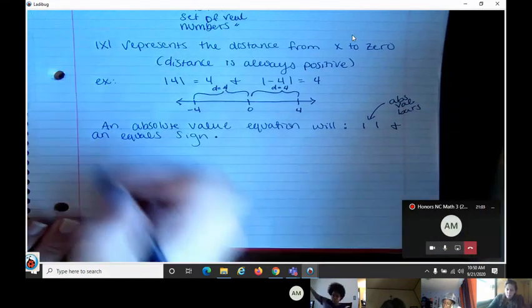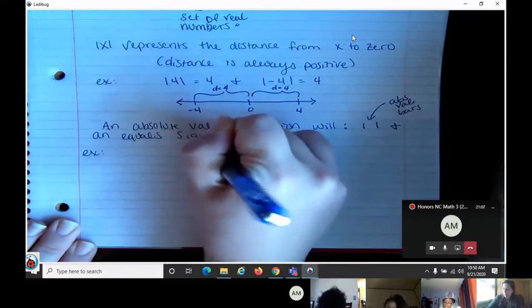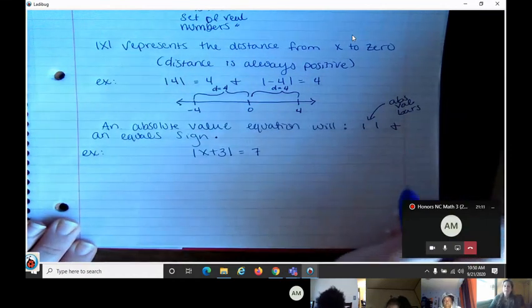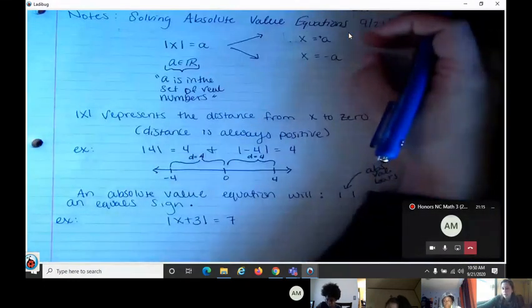So in our first example, we're going to have the absolute value of x plus 3 is equal to 7. Now just like at the very top of our notes, we're going to split it up into its two possibilities.